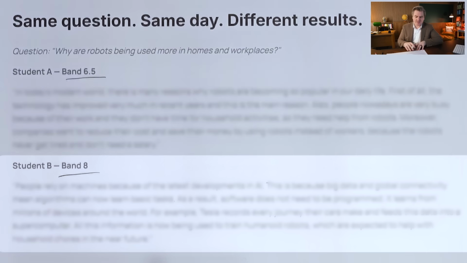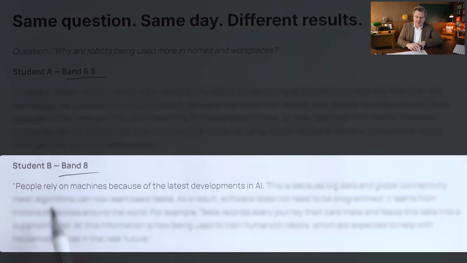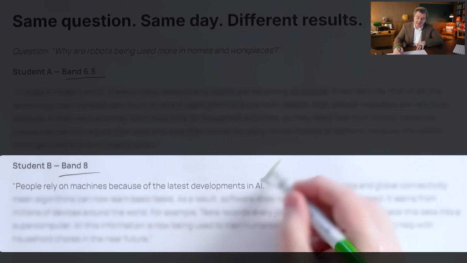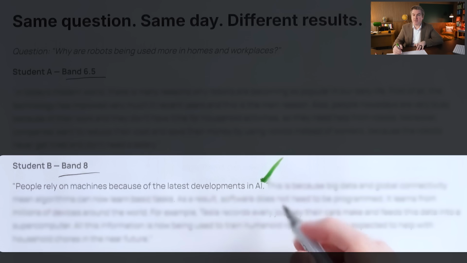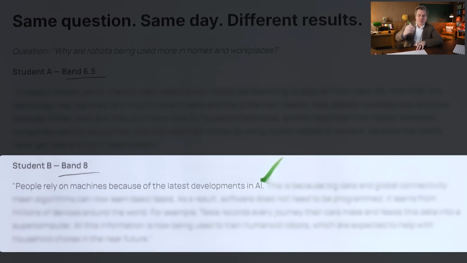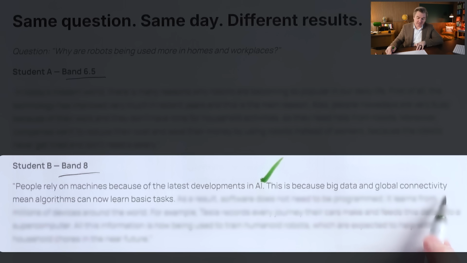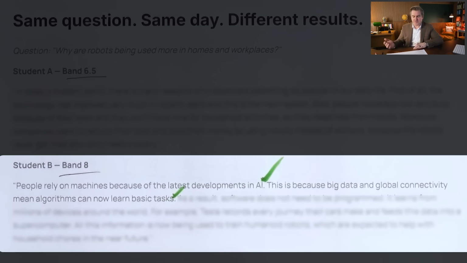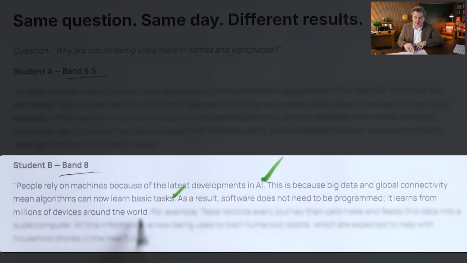I want to talk you through what an examiner would think when they're looking at these two main body paragraphs. So if you start with the Band 8 student, people rely on machines because of the latest developments in AI. Clear topic sentence. I understand what this paragraph is about. How does AI make people more reliant on machines, on robots? This is because big data and global connectivity means algorithms can now learn basic tasks. Okay, the AI can learn how to do things. What does this mean? What is the result of this? As a result, software does not need to be programmed. It learns from millions of devices around the world. Okay, that makes sense, but I need an example to help me understand that.